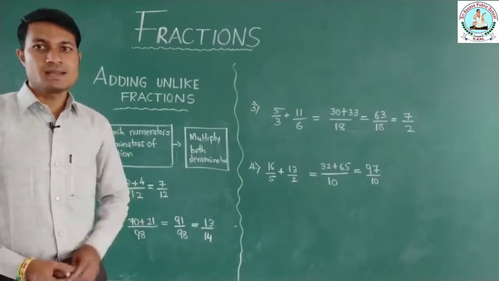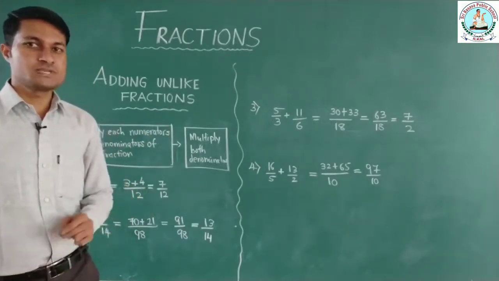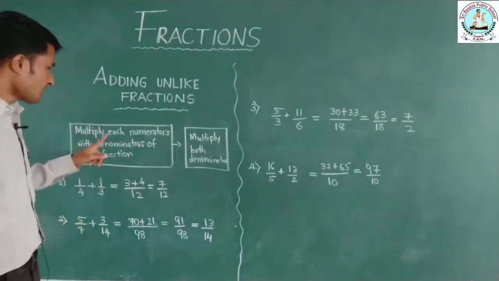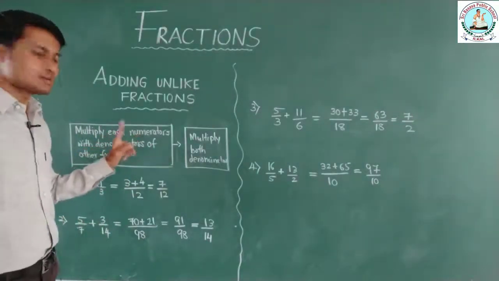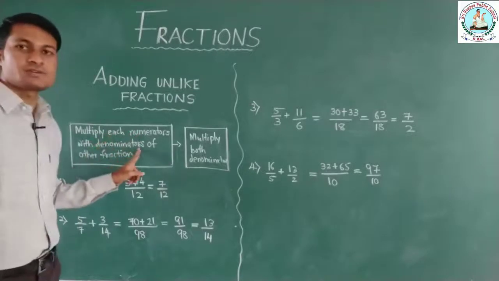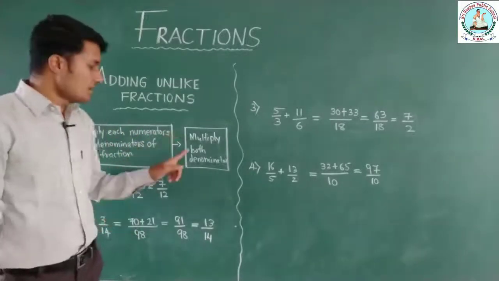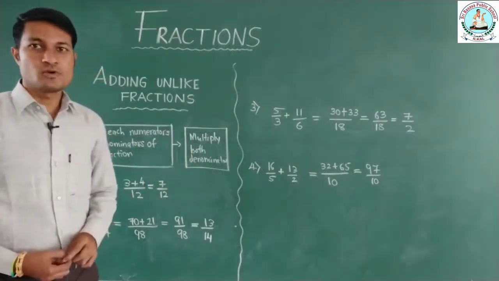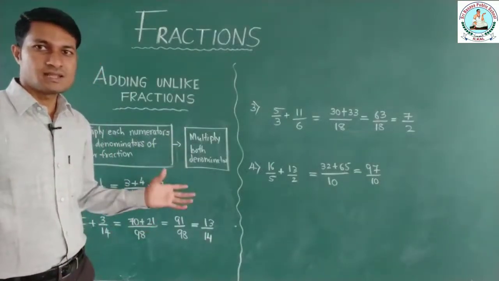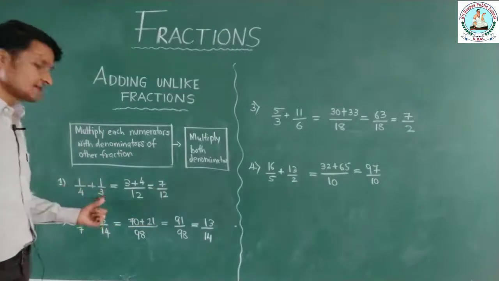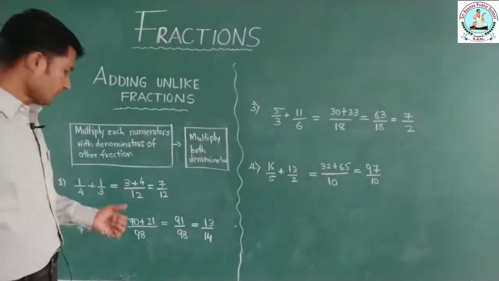Adding unlike fractions can be done in two steps. The first step is to multiply each numerator of the fraction with the denominator of the other fraction. The second step is to multiply both denominators. Not understanding? Don't worry, let us try to understand with an example.